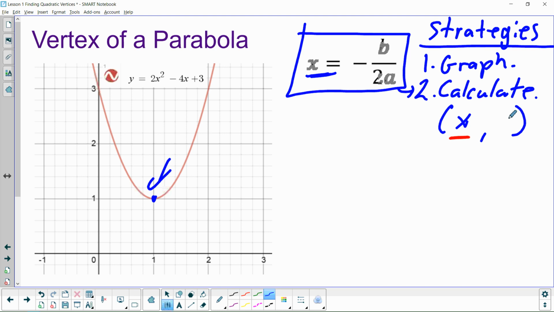So what this says is that the x component of our vertex, this number right here, how far over our vertex is, it's that. X equals negative b over 2a.